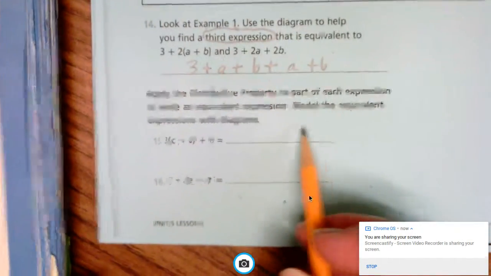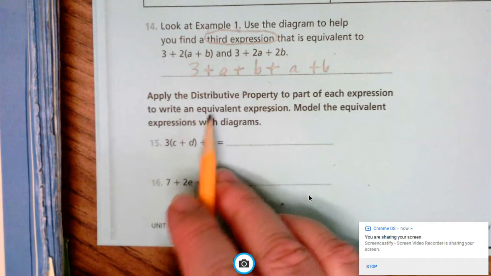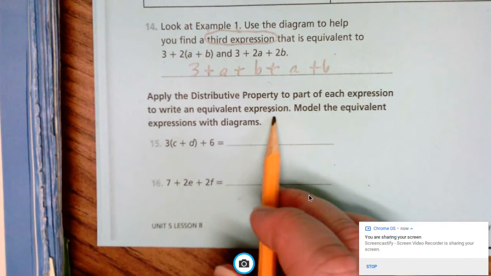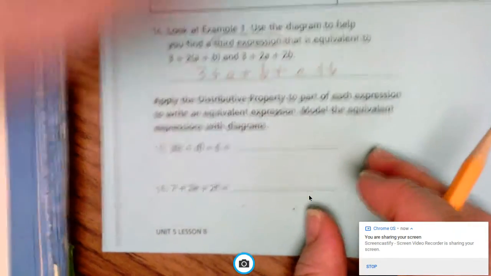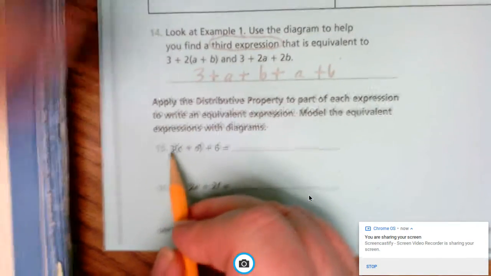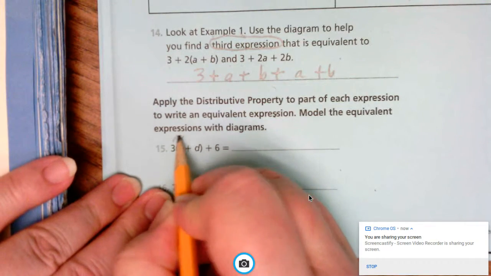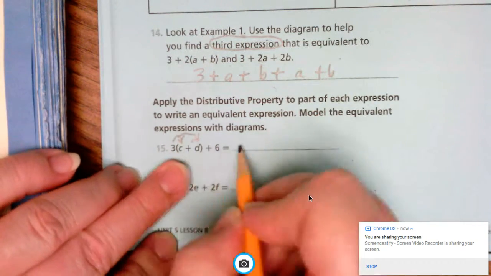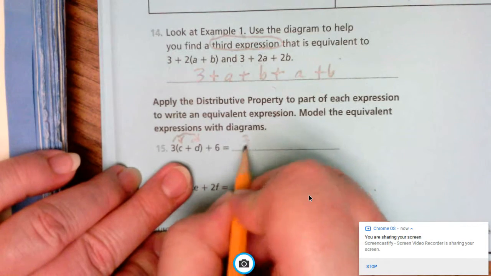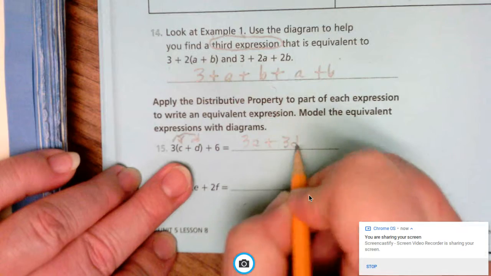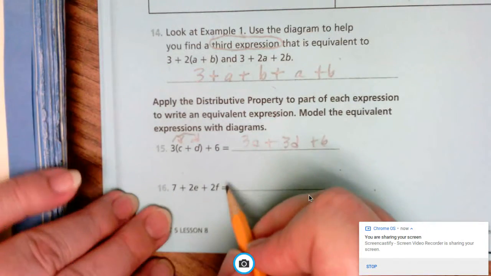Number 15, apply it to part of the expression, write an equivalent expression, and model it. So here we have 3 times those plus a 6. So we're going to distribute that 3 out to make 2 terms separate. So we have 3c plus 3d, and the 6 doesn't change.